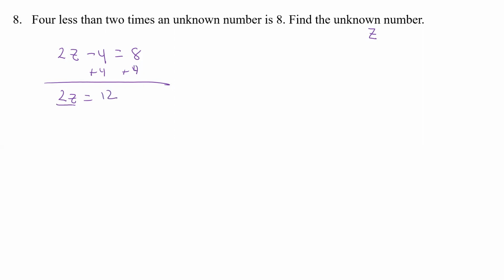Now we multiply here, so to undo it we divide. So z equals, well, 12 divided by 2 is 6. So that's what we say our solution is. Now let's check. So 2 times 6 minus 4 equals 8. 2 times 6 is 12. Minus 4 equals 8. Well, 12 minus 4, that's just 8, equals 8. And so it does check.